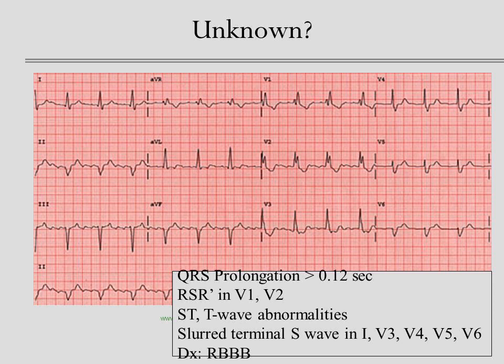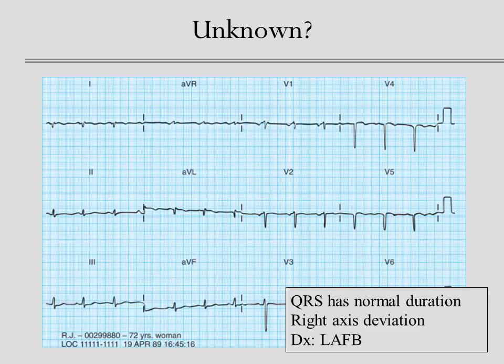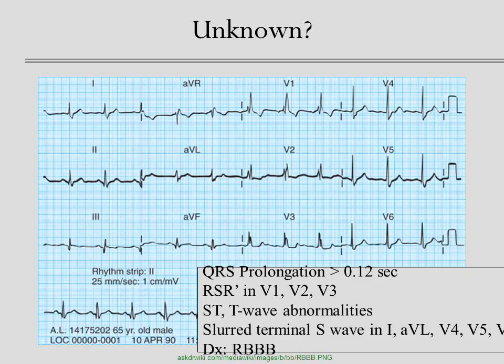Next example: QRS has normal duration. Right axis deviation. Diagnosis: LAF. Next example: QRS prolongation greater than 0.12 seconds. RSR in V1, V2, V3. ST-T wave abnormalities. Slurred terminal S wave in I, aVL, V4, V5, V6. Diagnosis: RBBB.